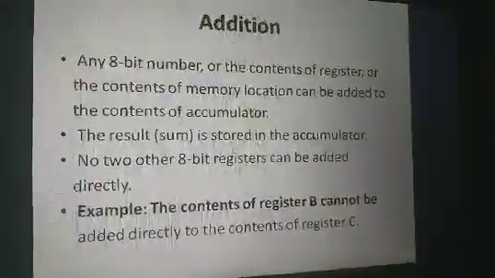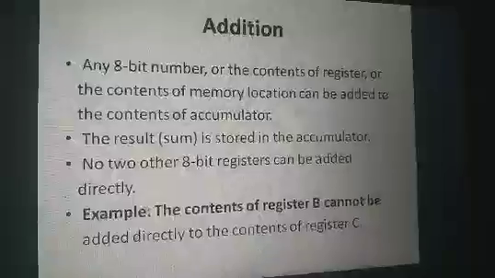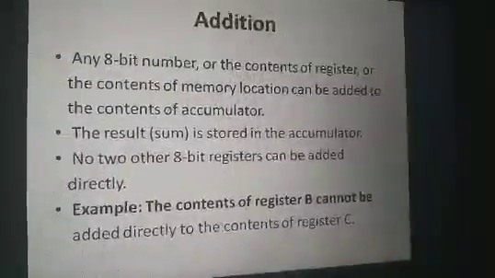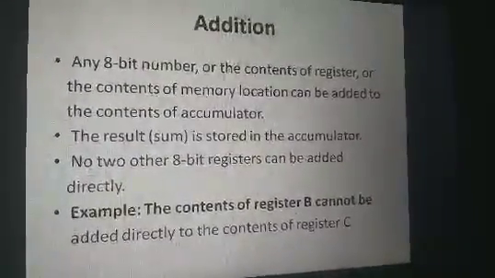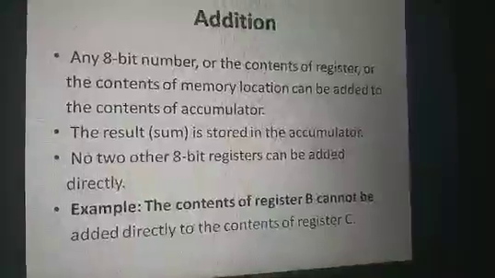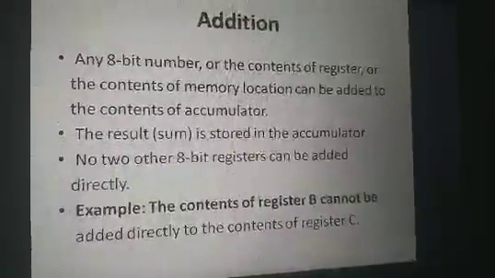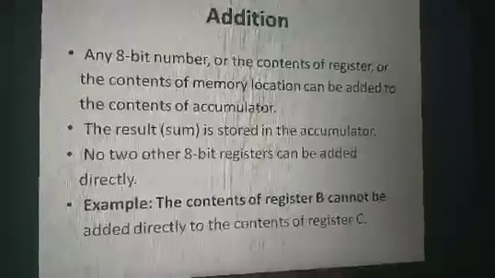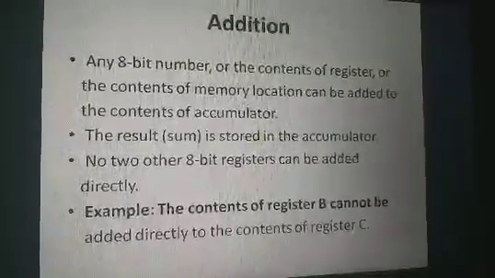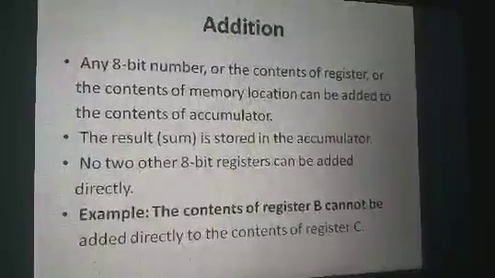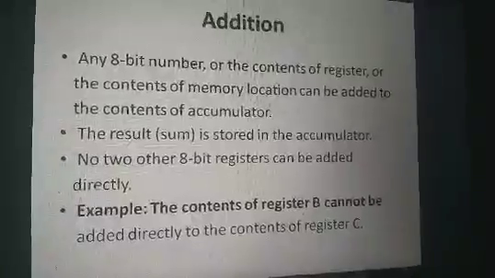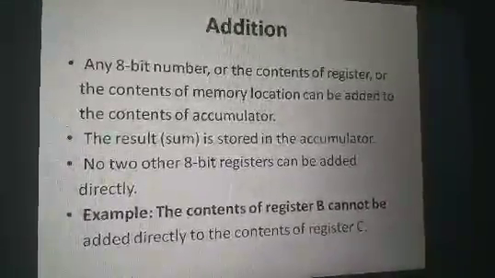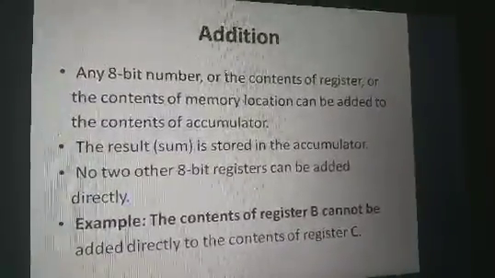So there will be two numbers: one number is stored in the accumulator and the other number will be stored in a register or in memory. Now the final result which will come, that is the sum, will always be stored in the accumulator. This is the most important condition of arithmetic instructions.